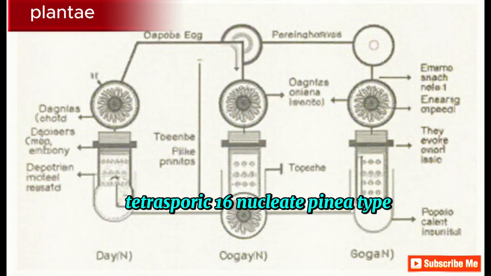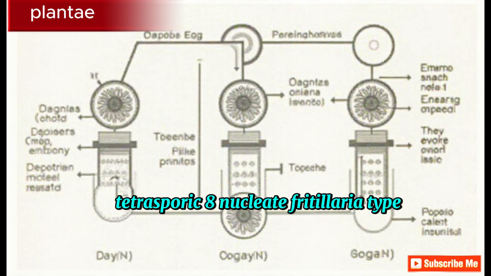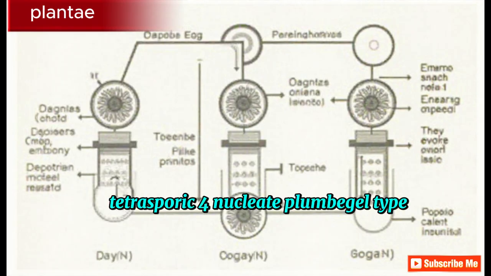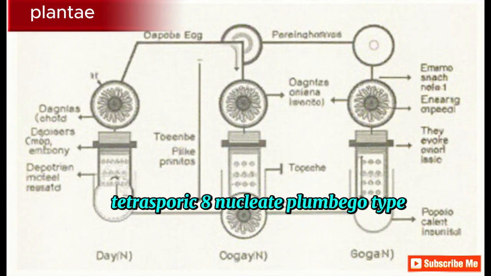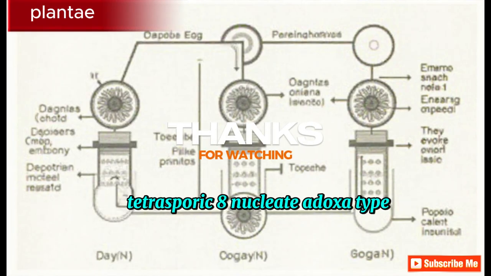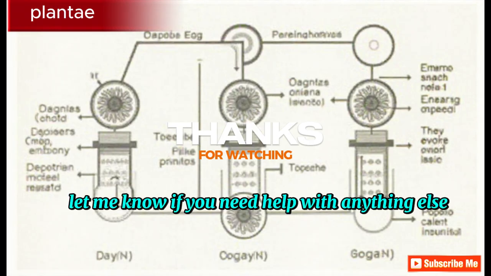Peperomia type, tetrasporic, 16 nucleate. Penaea type, tetrasporic, 16 nucleate. Drusa type, tetrasporic, 8 nucleate. Fritillaria type, tetrasporic, 4 nucleate. Plumbagella type, tetrasporic, 8 nucleate. Plumbago type, tetrasporic, 8 nucleate. Adoxa type.